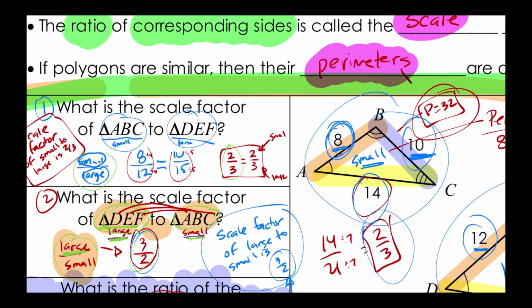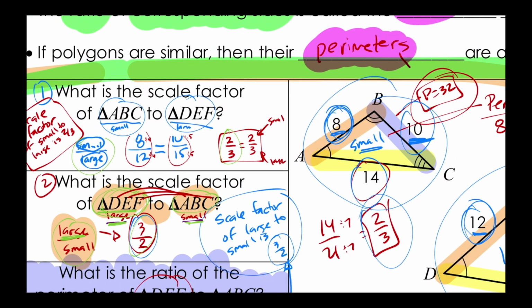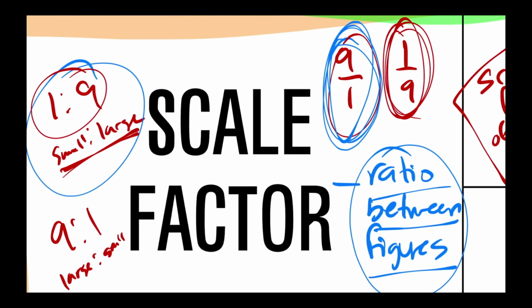So the orange is 8. This orange on the large is 12. And there's our ratio, which is called our scale factor. Those of you that do model cars or anything that's a model, they have a scale factor. They have the scale of what we're doing.